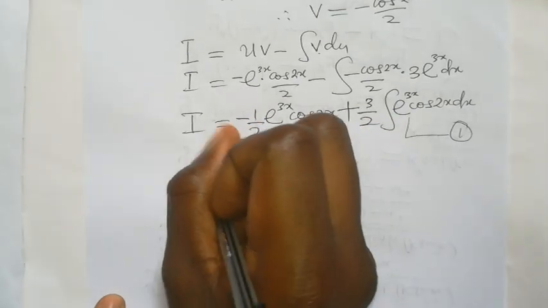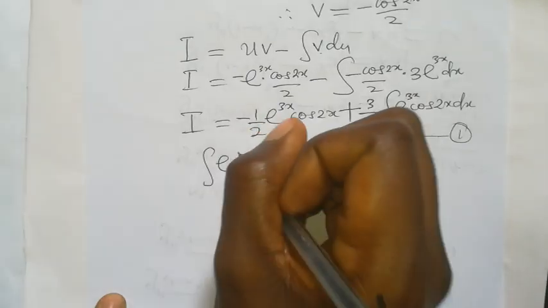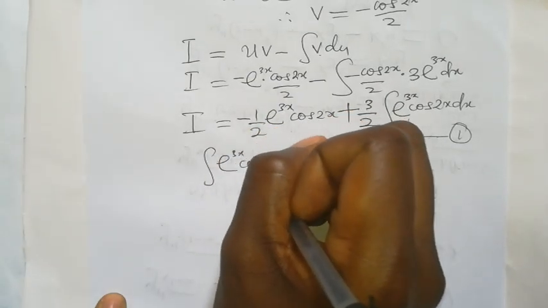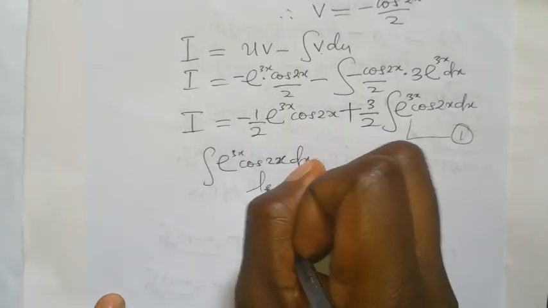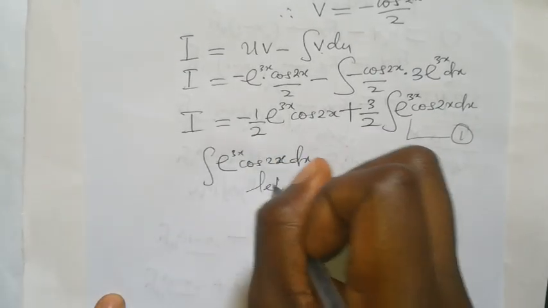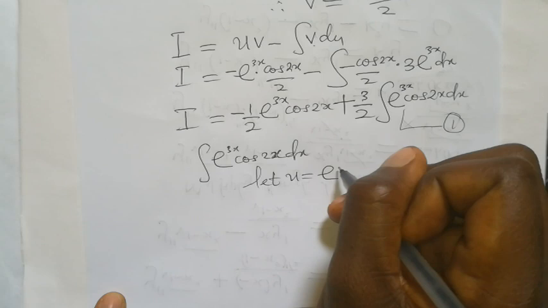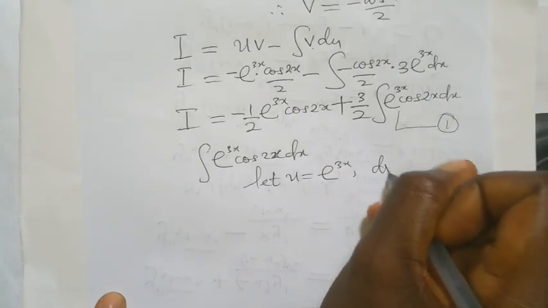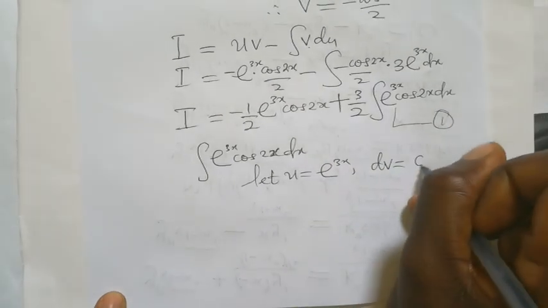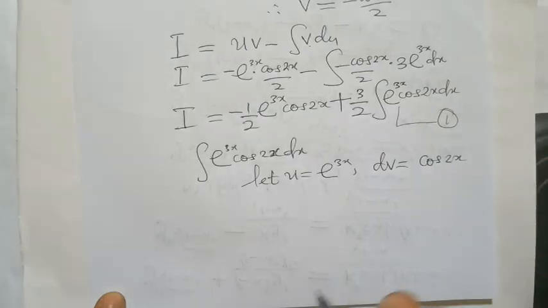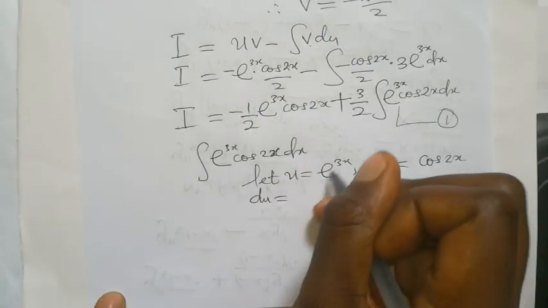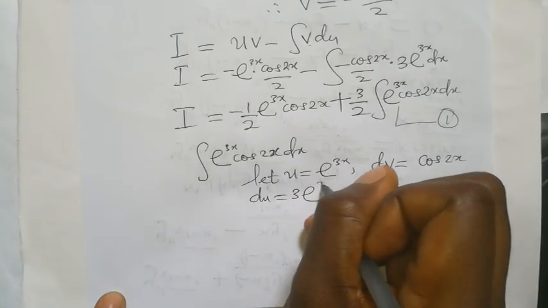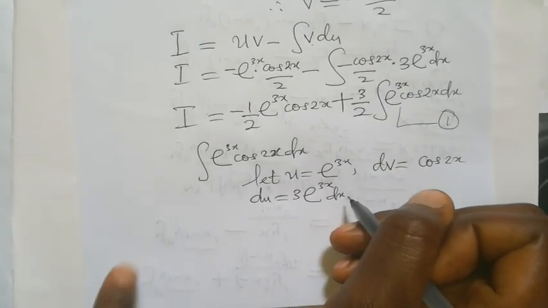So the integral of e to the power of 3x cos 2x dx, we can also use integration by parts. Let u be equal to e to the power of 3x, and our dv be equal to cos 2x. So the differential of this, du, is going to be 3e to the power of 3x dx.